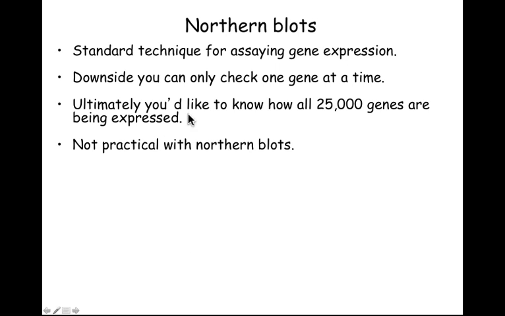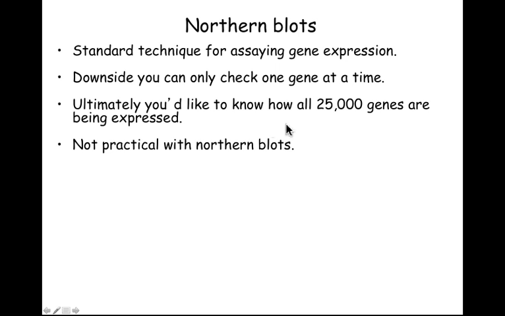But ultimately, you'd like to know what's going on with all of the genes in the genome. So rather than just going one gene at a time, you need some sort of a way to scale things up so that you can look at the expression of many genes at once. If you want to look at all 25,000 genes in the genome, it's not very practical to make 25,000 different northern blots with 25,000 different radio-labeled probes.